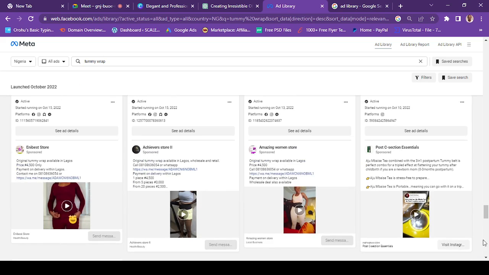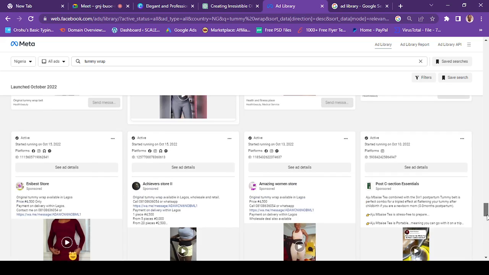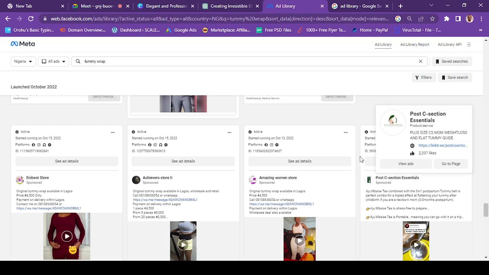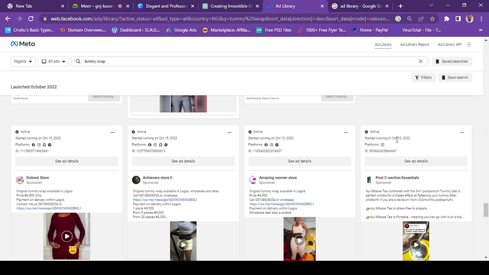Look at this one. How do you know ads that are performing? This one has been running since 10th of October 2022. This one since 13th of October 2022. This one since October 15, 2022. This will give you an idea that this advert is giving results. If it is not giving results, the owner will not be wasting money. Calculate from October to today: October, November, December, this January. For how many months has this ad been active?